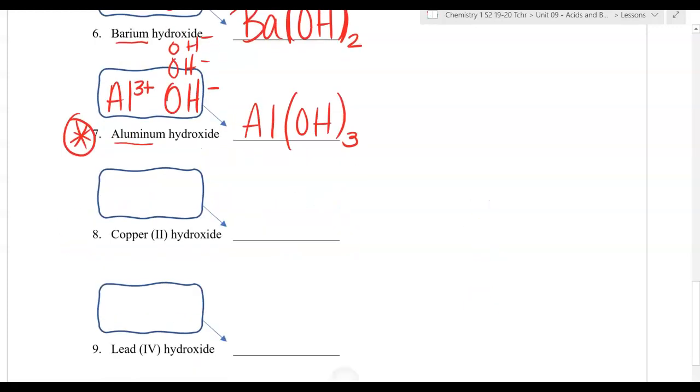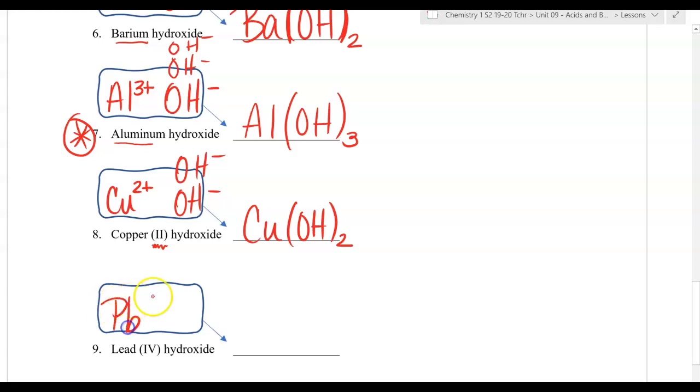Let's look at copper 2 hydroxide. One of the reasons I love the Roman numeral is I don't even have to look at the periodic table. I know that copper is going to be a 2 plus. All metals are always cations. Hydroxide is still a 1 minus. So I really need 2 hydroxides to balance the charge. So Cu(OH)2.